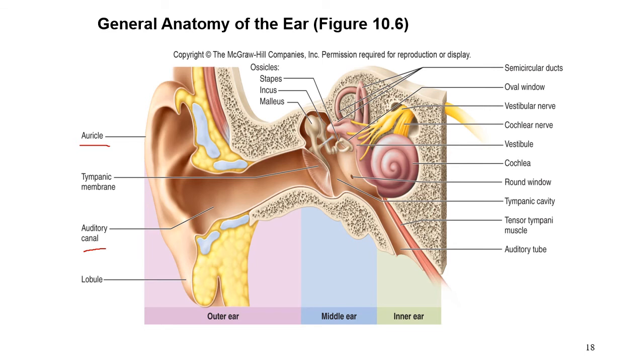Next, we have number 3, our tympanic membrane, otherwise known as the eardrum. It is now in the middle ear. It is the separation between the outer and middle ear. It's a very thin membrane that can be easily punctured or damaged.